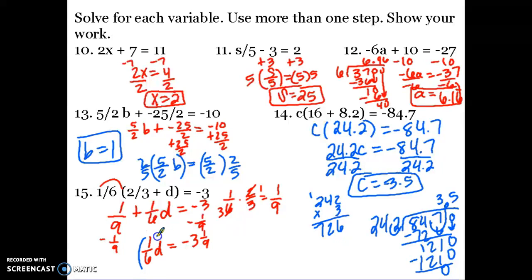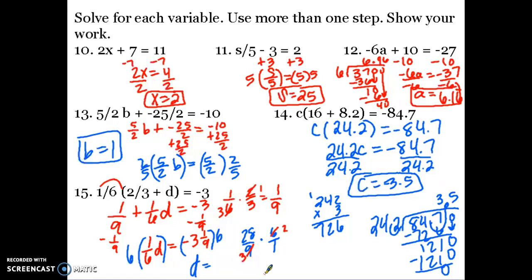I'm going to multiply by 6 on both sides. Negative 3 and 1/9 as an improper fraction: 9 times 3 is 27, plus 1 is 28. Times 6 over 1. My 6 and my 9 will simplify. 3 will go into both of those. 6 divided by 3 is 2. 9 divided by 3 is 3.